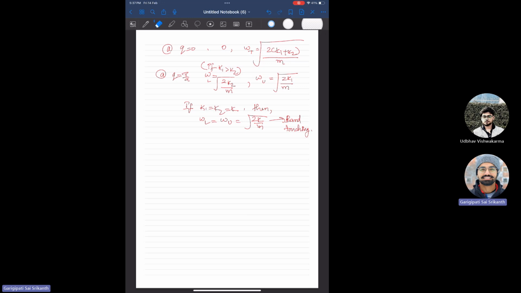Yeah, so welcome back. What we showed essentially is that if you have a stiffness dimer, or if you have a mass dimer, in both cases you can have band touching whenever the dimerization disappears.